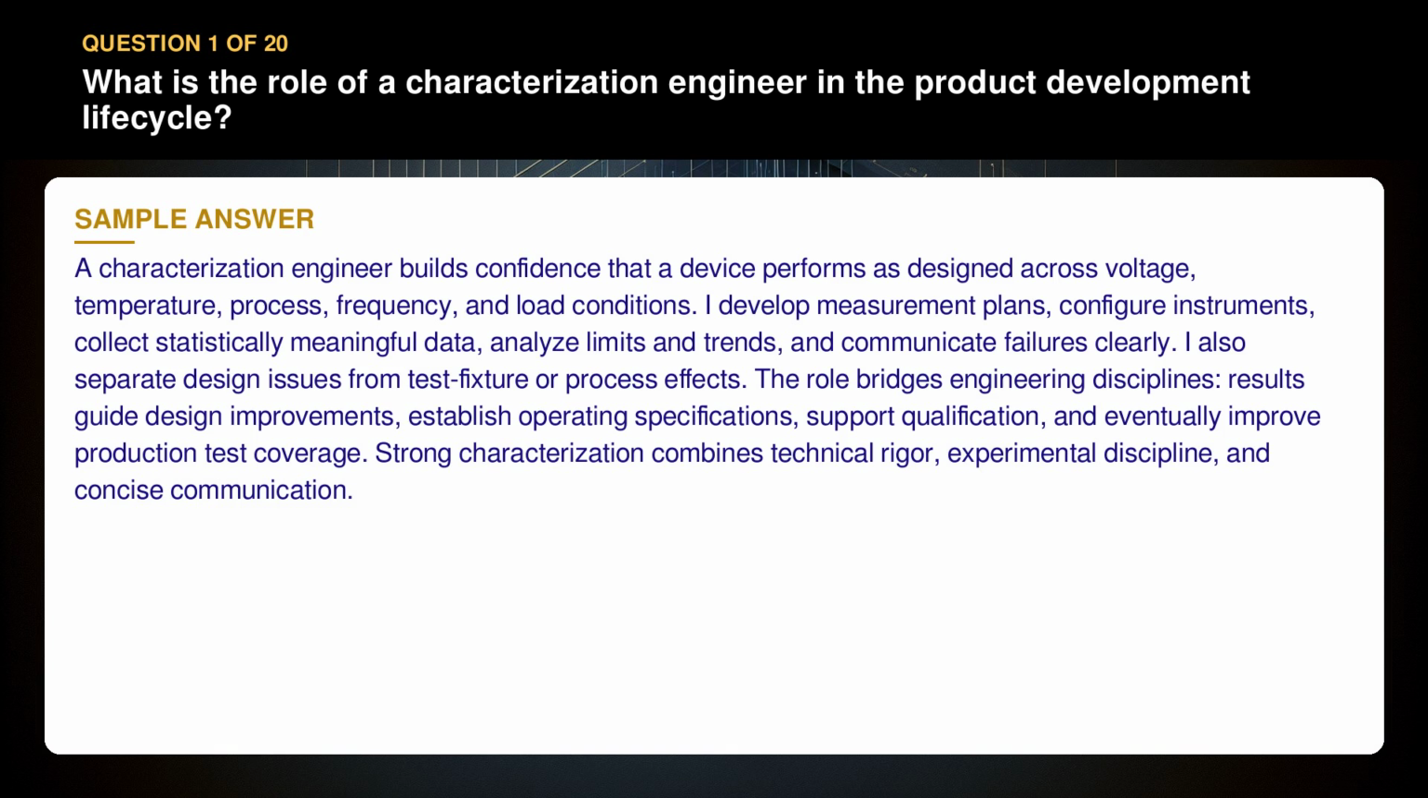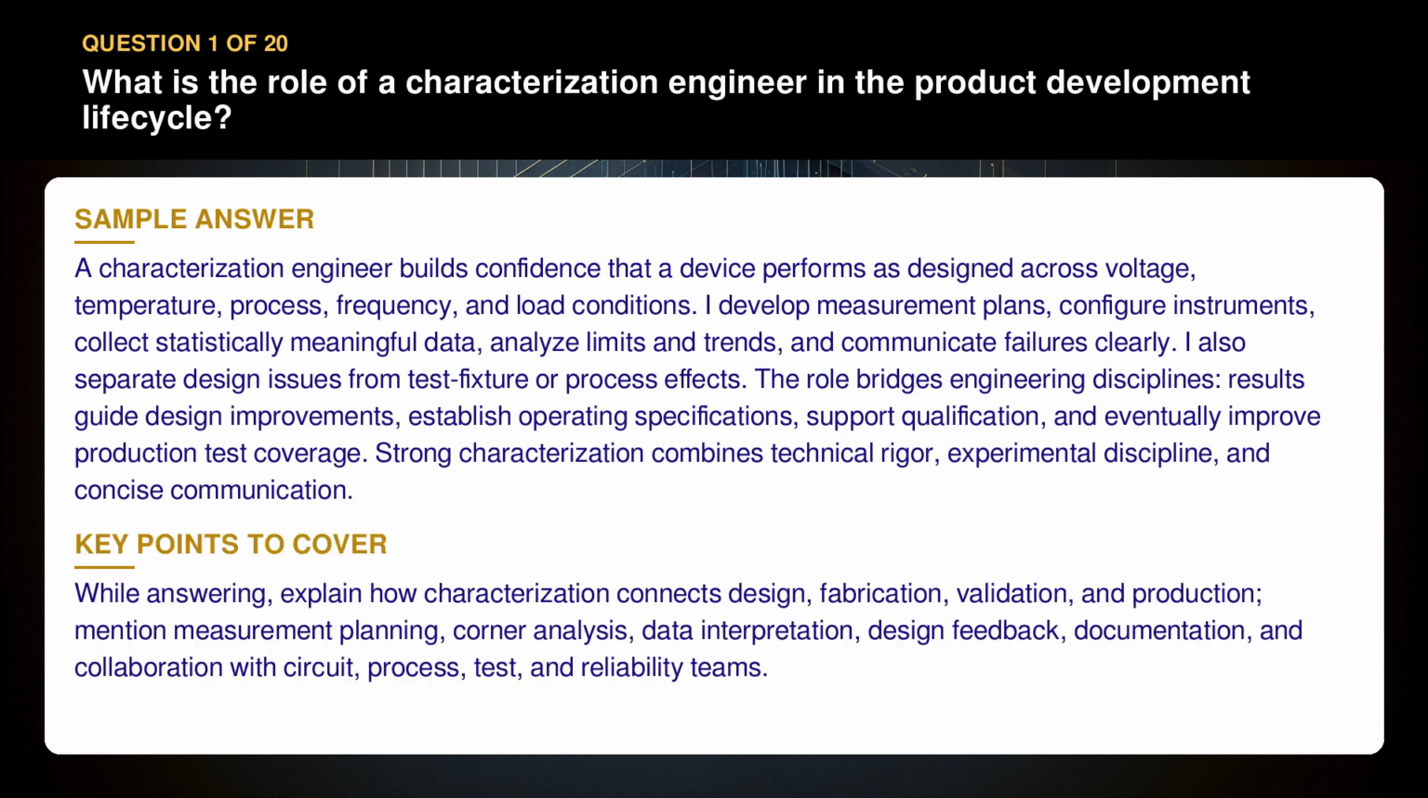The role bridges engineering disciplines, results guide design improvements, establish operating specifications, support qualification, and eventually improve production test coverage. Strong characterization combines technical rigor, experimental discipline, and concise communication. While answering, explain how characterization connects design, fabrication, validation, and production. Mention measurement planning, corner analysis, data interpretation, design feedback, documentation, and collaboration with circuit, process, test, and reliability teams.